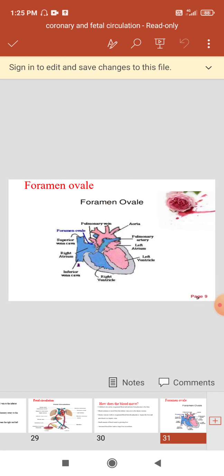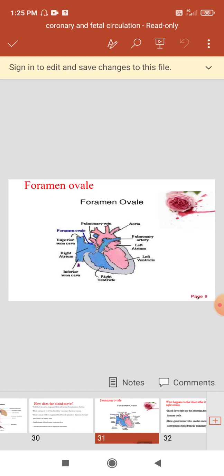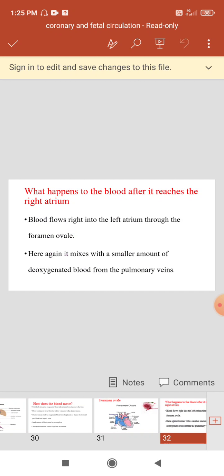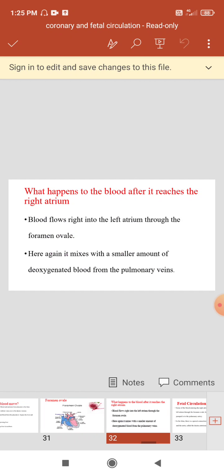So this is the foramen ovale. We all know, right? It is a structure formed between the right atrium and left atrium, so that there is a direct passage of blood. What happens to the blood after it reaches the right atrium? Blood passes from the right to the left atrium through the foramen ovale. Here it again mixes with a smaller amount of deoxygenated blood from the pulmonary veins.